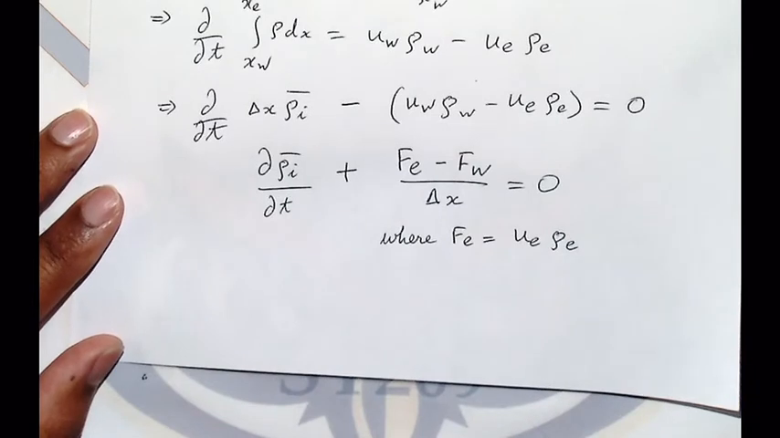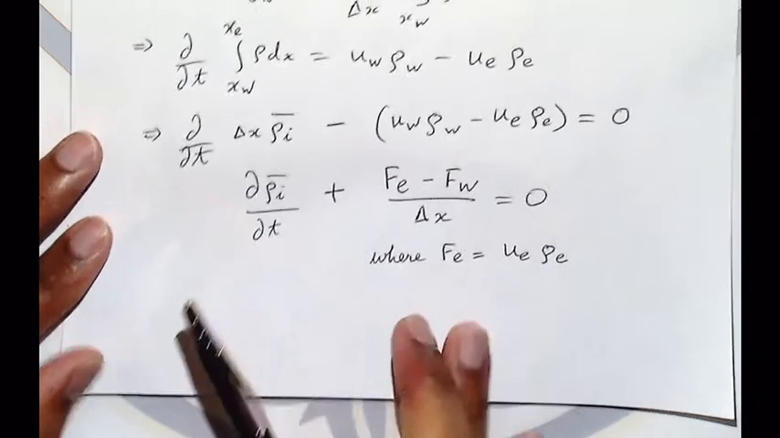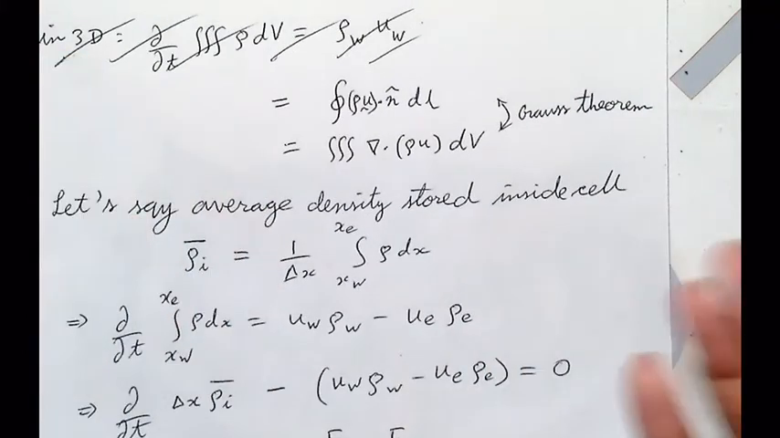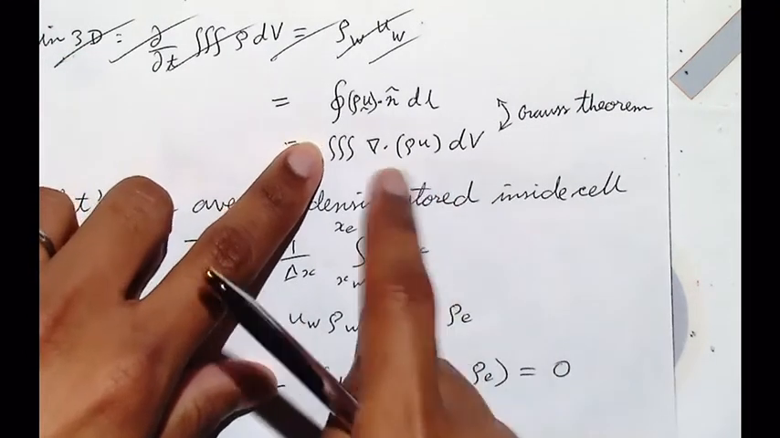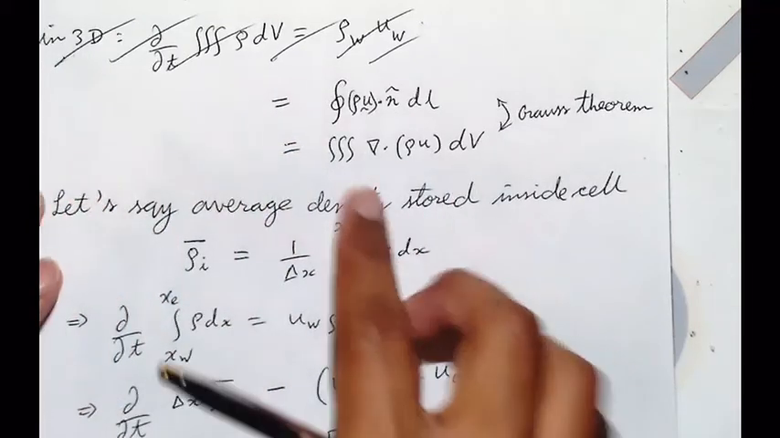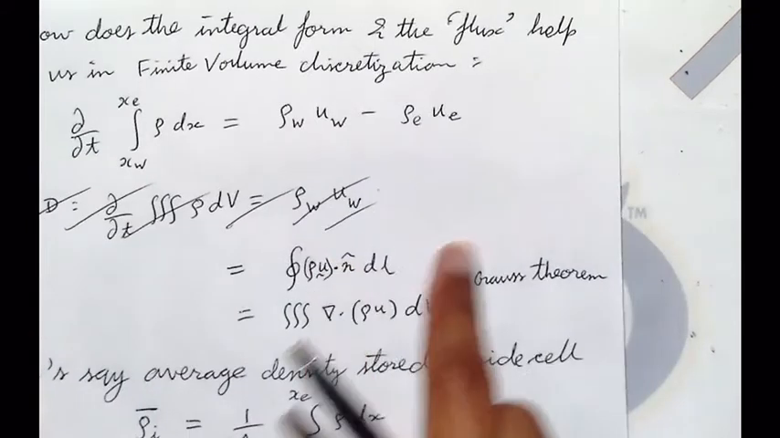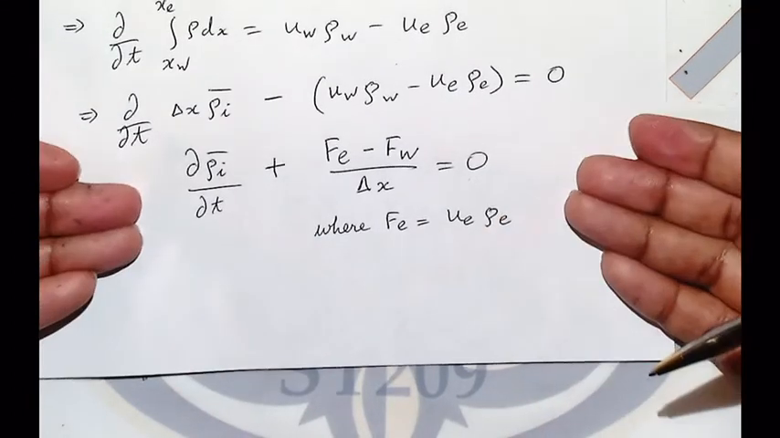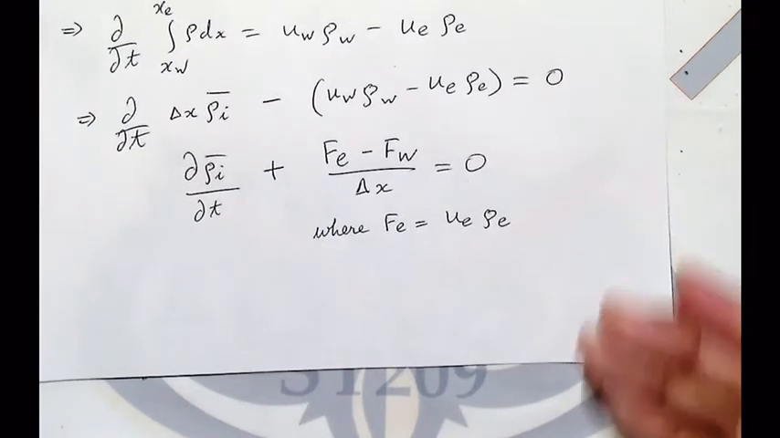Does this make sense? So we have not done anything. We've just gone from the form of conservation law we know, which is in terms of derivatives, to the integral form, and then back to the fluxes. And the conservation law without any assumption becomes this. There's no assumption in here. Does this make sense?